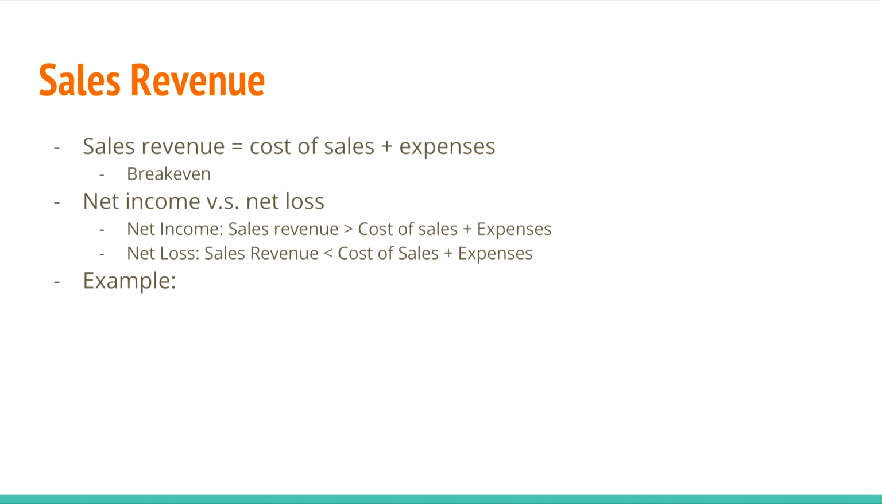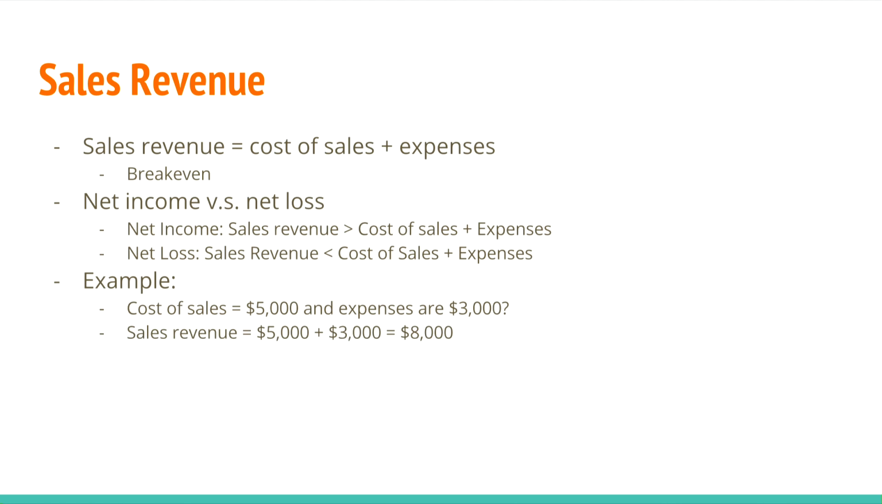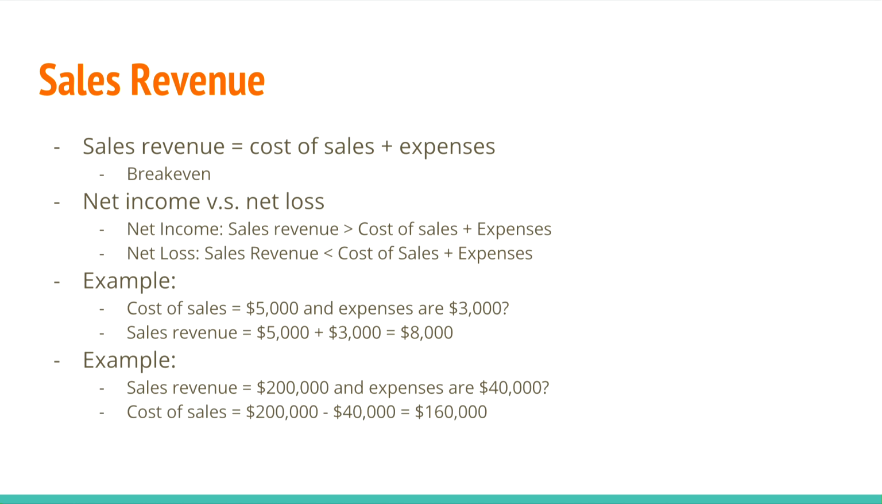We have two examples. First example is when the cost of sales equal $5,000 and expenses are $3,000. Will you find sales revenue? And sales revenue equals $8,000. The second example we have is when the sales revenue equals $200,000 and expenses equal $40,000. How do you find cost of sales? Cost of sales will then equal $160,000.